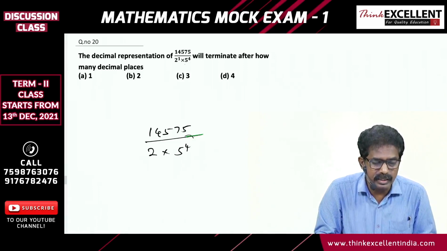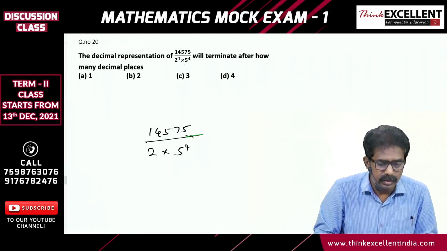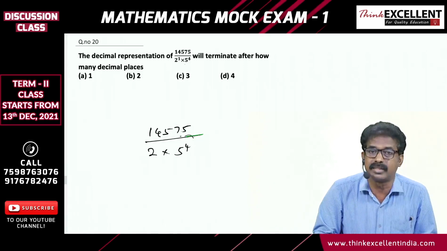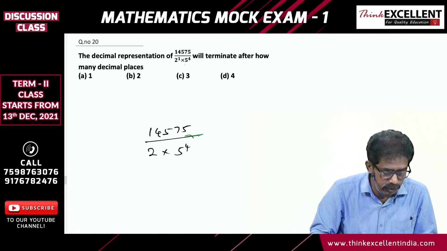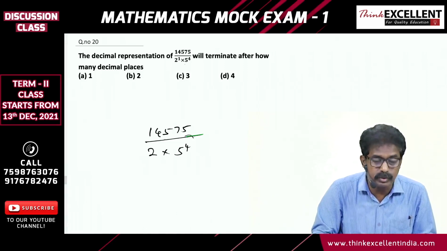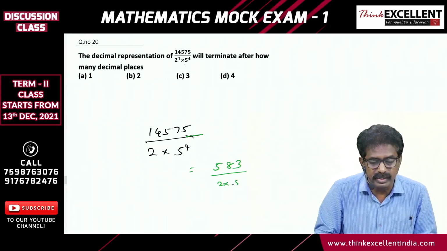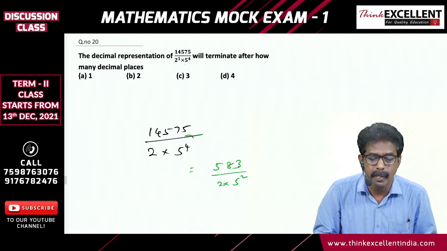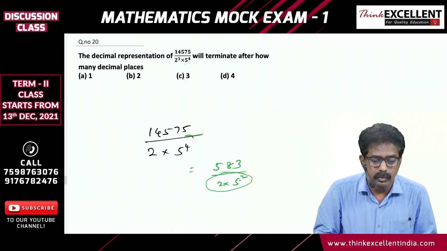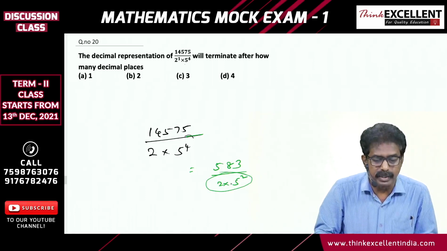So here it is divisible by 25. So if you want, you can divide and check it. You will get time. So 25 you cancel, 25 is 5 times 5, you cancel. Then you will be getting 583 by 2 into 5 square only. So the only thing is you can make it 2 decimal places, right? So 2 decimal places is the correct answer.